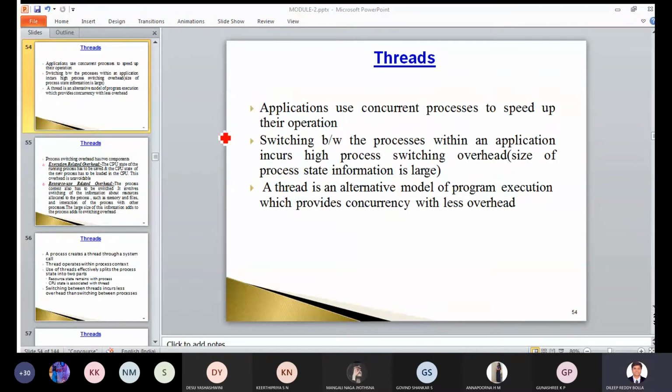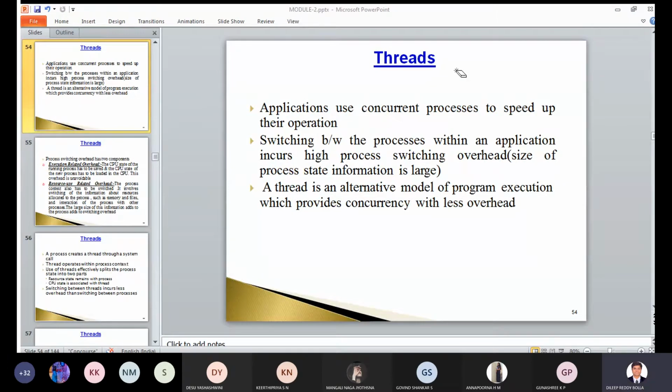What are the applications threads are used for? Applications which use concurrent processes. Why is this used? To speed up. So we have the speed up of the process. So this concurrent process, what we are trying to do, is useful for us in speeding up the process. Correct? So we are trying to use the applications where we use this concurrent process.